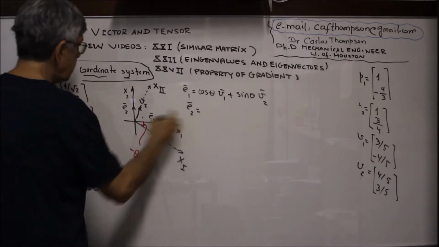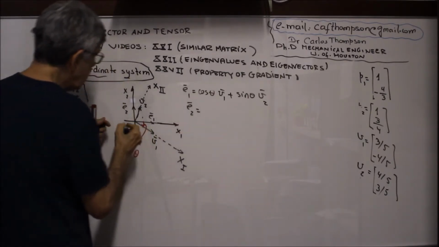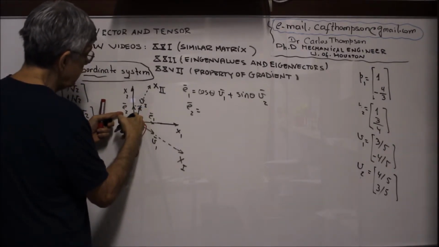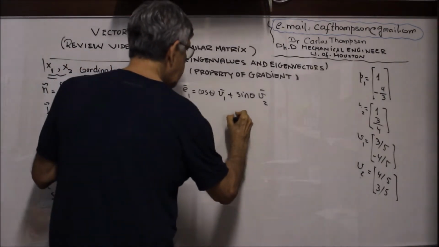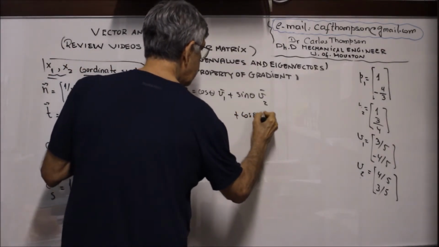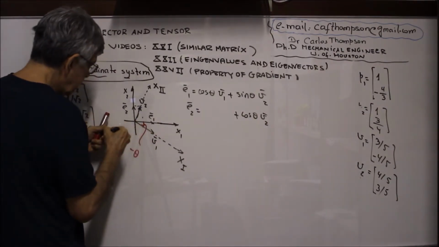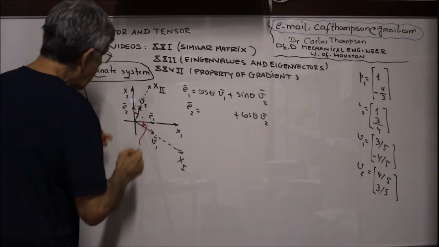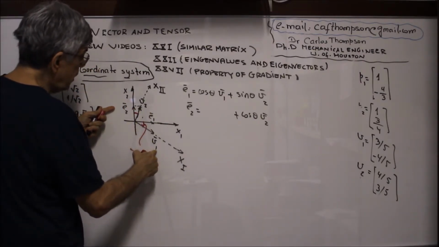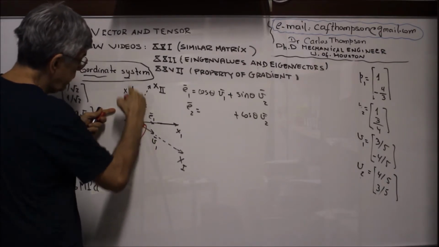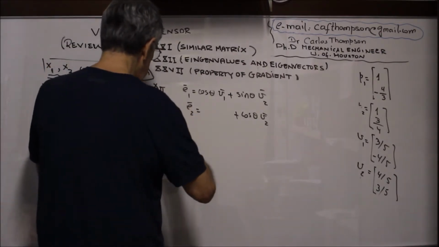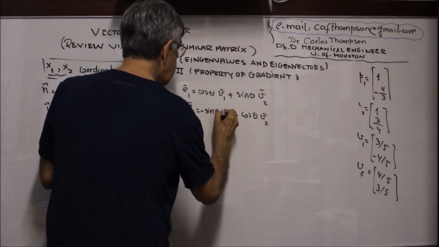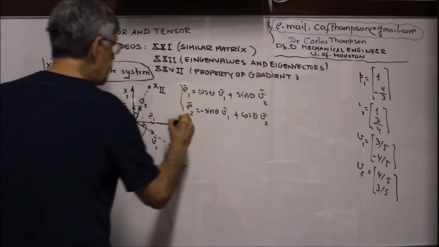Now let's project on the E2 axis. You can see here that V2 will be cosine of this, it will be plus cosine of theta V2. This angle here is also theta. Now let's project V1. V1 will be in the negative part of V2. So there will be minus sine of theta V1.